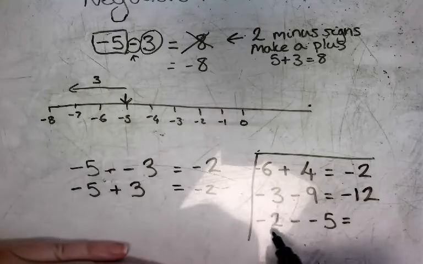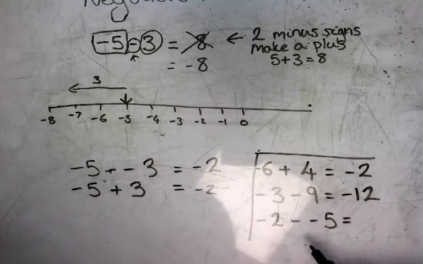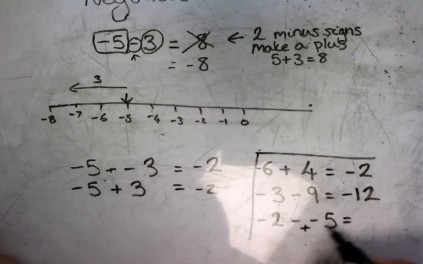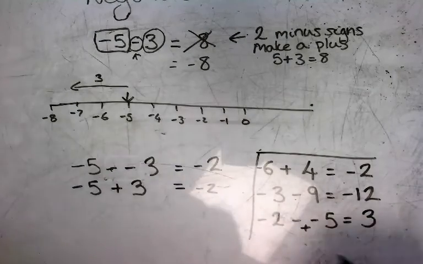And this one, minus 2 minus 5. We want 2 negatives here. We want to take away something cold, so that becomes an add. So minus 2 plus 5, starting here, adding on 5, that's going to take us into the positives, which is going to give us 3.